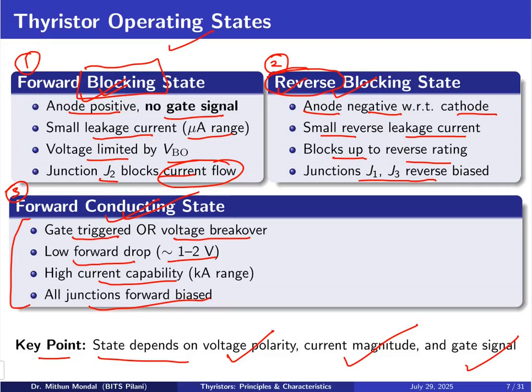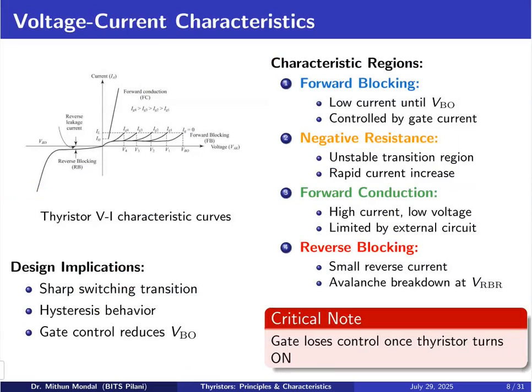So three important things to be noted when we talk about the thyristor characteristic are: what is the voltage polarity, what is the magnitude of the current, and whether a signal is applied at the gate or not. Here we can see the voltage-current characteristic, where you have the anode to cathode voltage and the anode current. You basically have three important regions: forward blocking, forward conduction, and reverse blocking. There is one more, which is known as the negative resistance characteristic region.